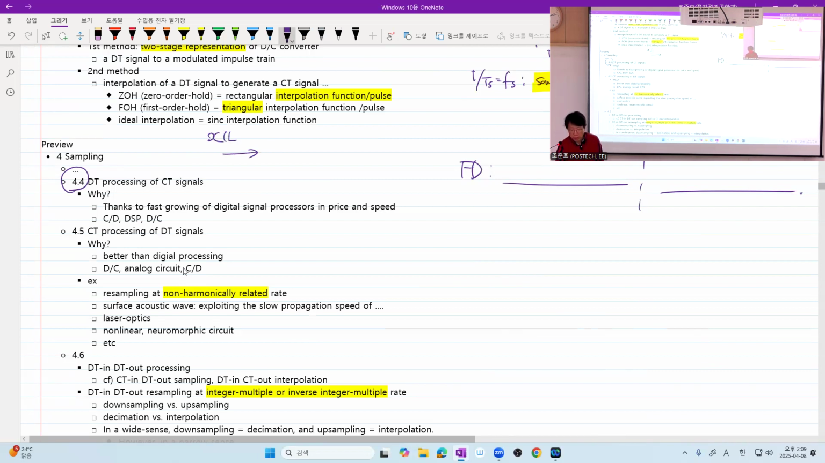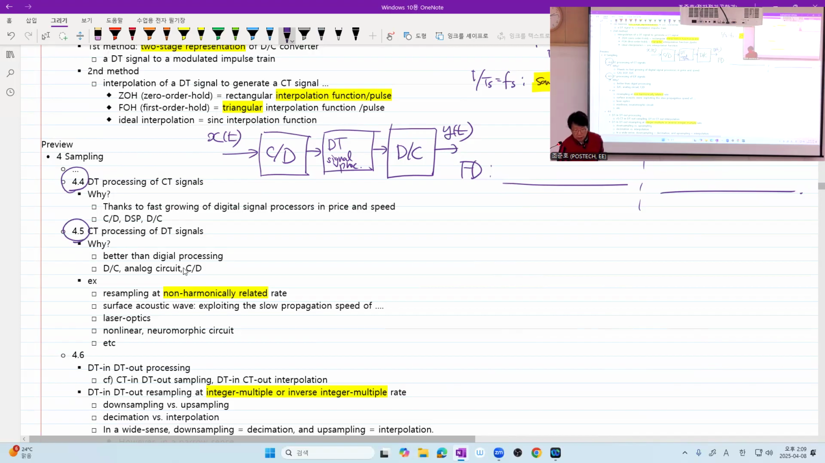You have a continuous time signal, and here goes the C to D converter, and you have a discrete time signal processor, and here goes the D to C converter, and you have the output.